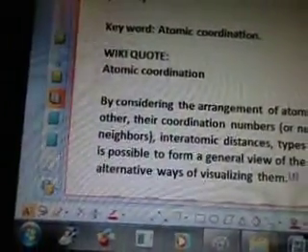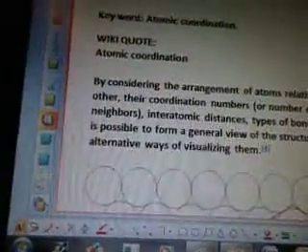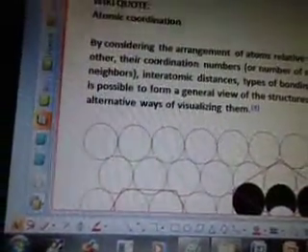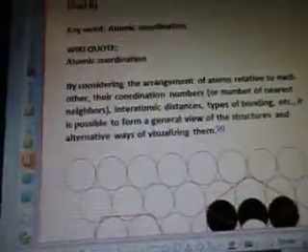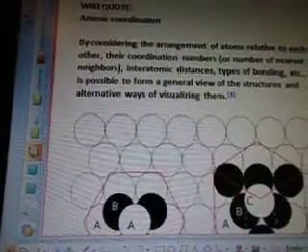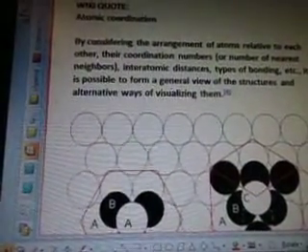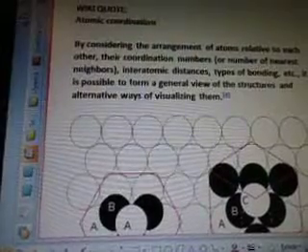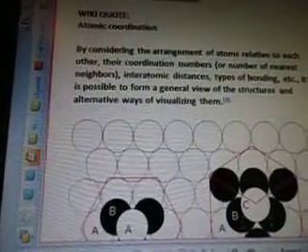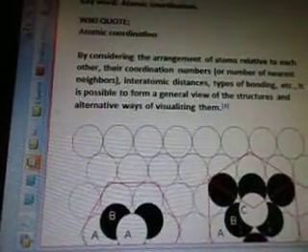Keyword from it was atomic coordination. So the wiki quote is atomic coordination. By considering the arrangement of atoms relative to each other, their coordination numbers or number of nearest neighbors, interatomic distances, types of bonding, etc., it is possible to form a general view of the structures and alternative ways of visualizing them.